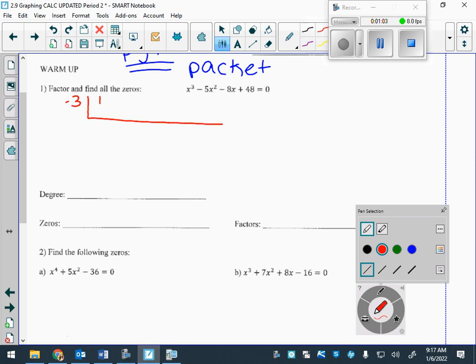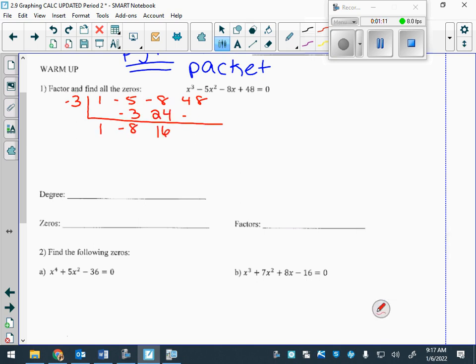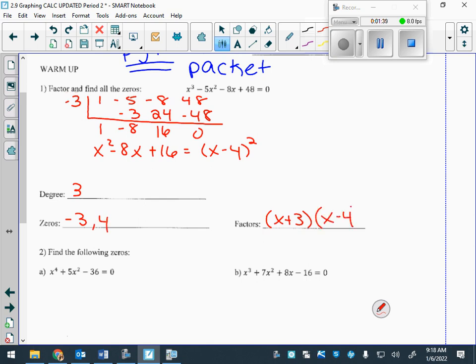or as you go through the list, and it took a few tries, -3 does work as we just saw. So that's -3, and then x plus 3, we have a degree of 3. What are the other zeros? What is the other zero? Yep, 4. So when we have x squared minus 8x plus 16, x minus 4 squared. So this would be your equation in factored form.